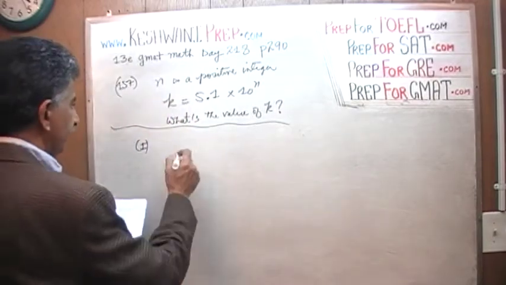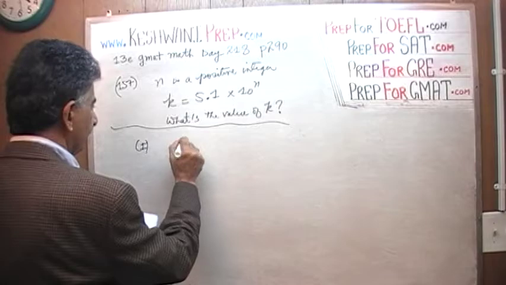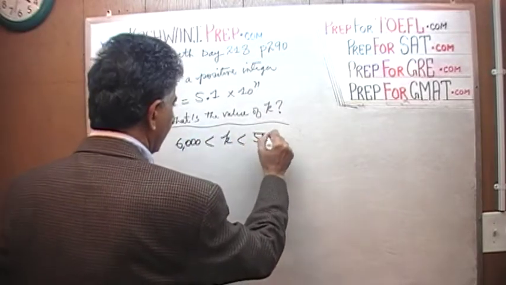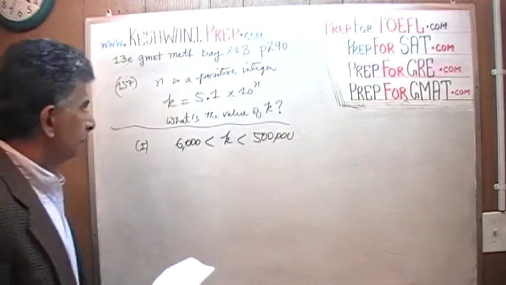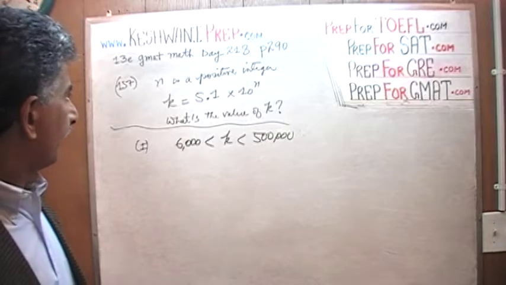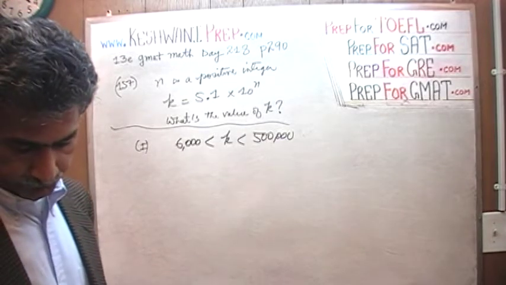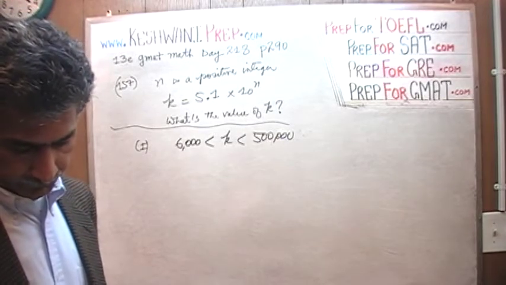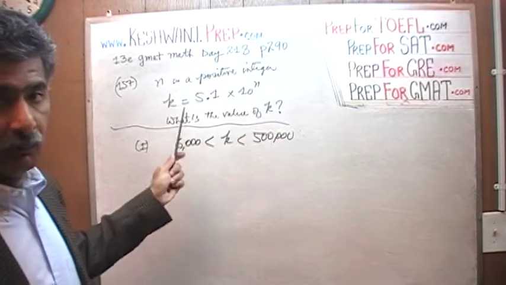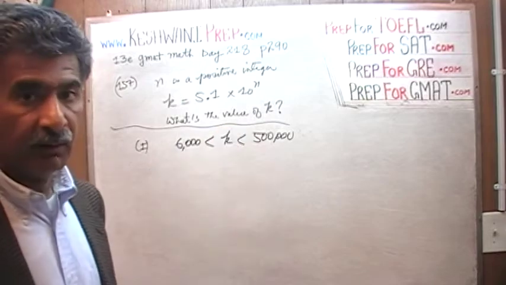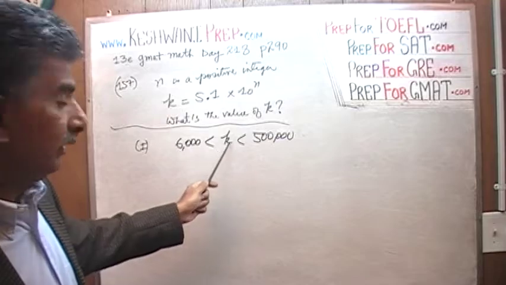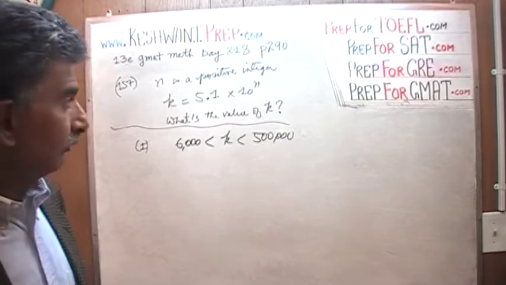In the first statement they tell us that k, whatever it is, is between 6,000 and 500,000. Well, that's very straightforward and simple. The question is, what's the value of k? N is a positive integer. In order for us to figure out the value of k, somehow we have to figure out the value of n. We have to find what value of n would work in such a way that the k falls within the allowable range. That's all it is.